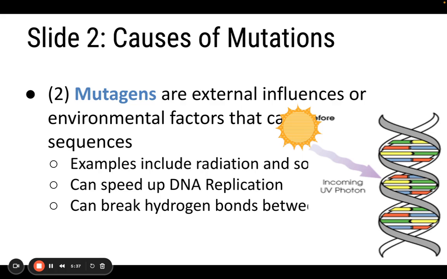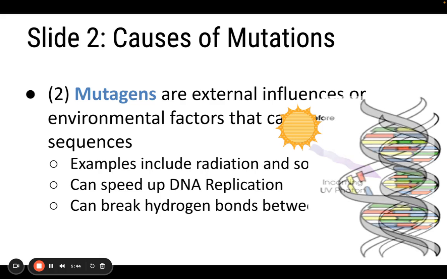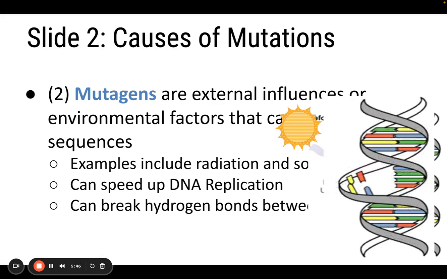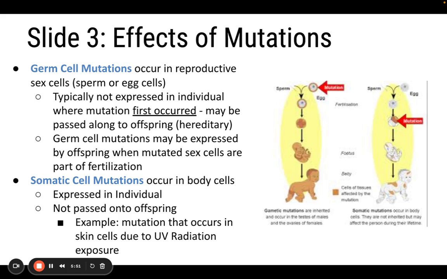Here is an image that shows your double helix and then incoming UV radiation. That radiation weakens the hydrogen bonds between base pairs and ultimately causes a mutation in your DNA sequence.